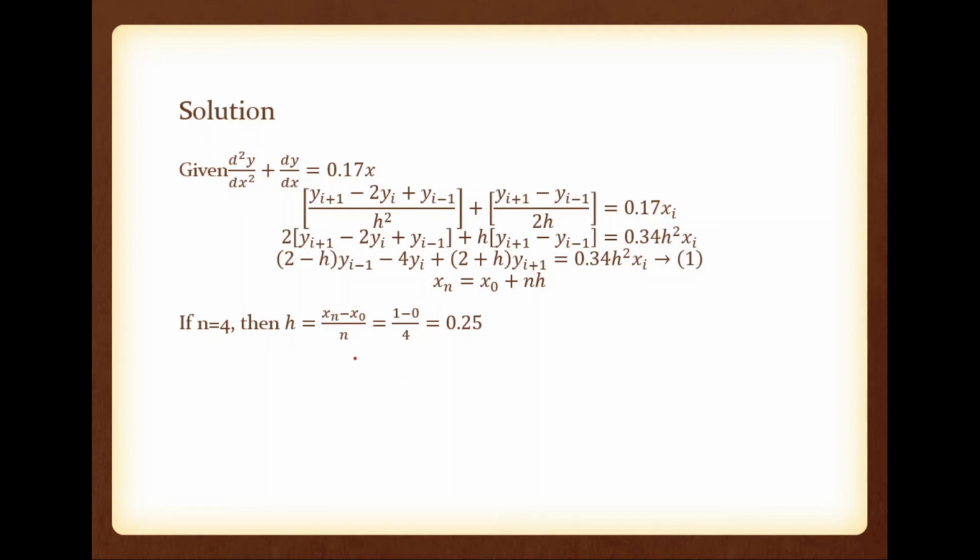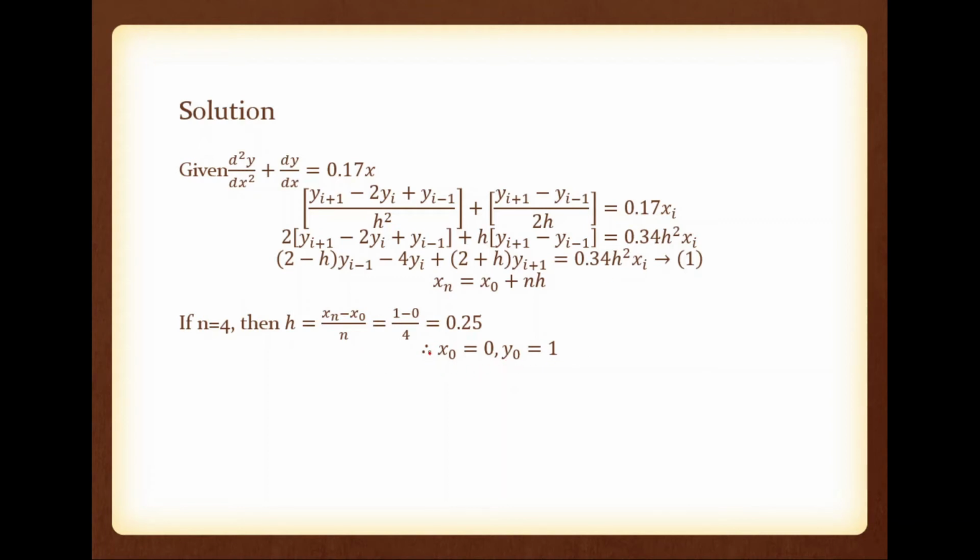What is the first point? First point is x0. x0 equal to 0. And corresponding to x equal to 0, we already have y. So y0 equal to 1. Please note, y of 0 equal to 1 means x0 equal to 0 means y0 equal to 1.